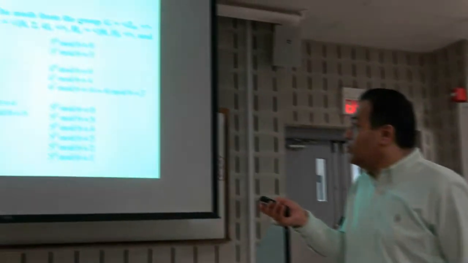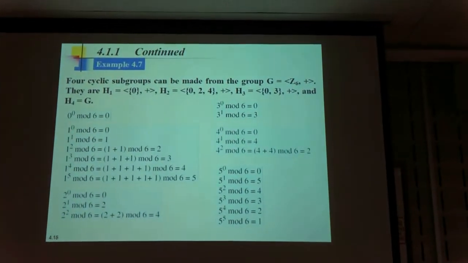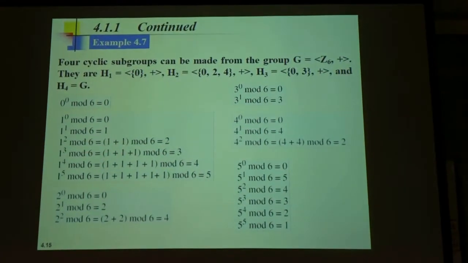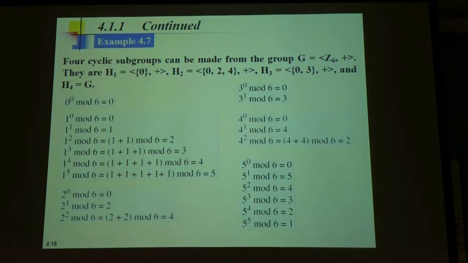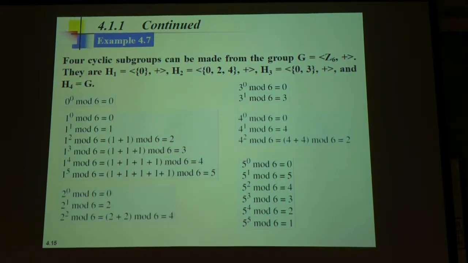Let's take a look at the second one. Now 1 to power 0, anything to the power of the identity, will give you 0. 1 to power 1 mod 6, how much? 1. Again, what's the operation in here? Addition. So 1 mod 6 gives you 1. Okay, 1 to power 2 gives you what? 2, because 1 plus 1 is the operation. So 2 mod 6 is 2.